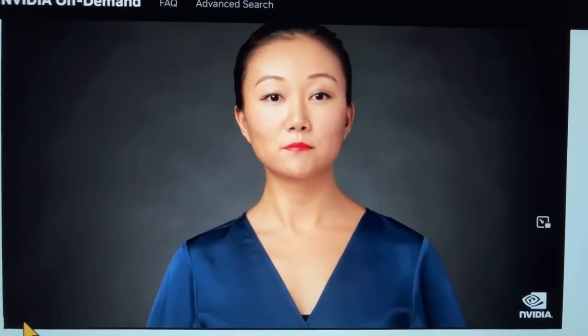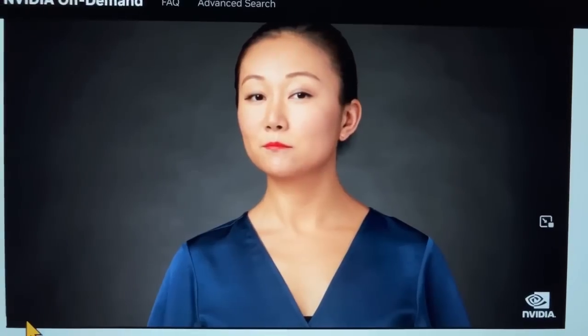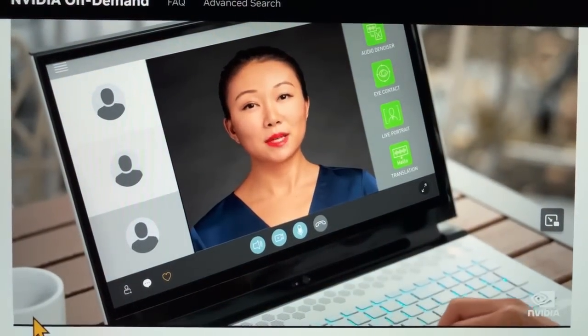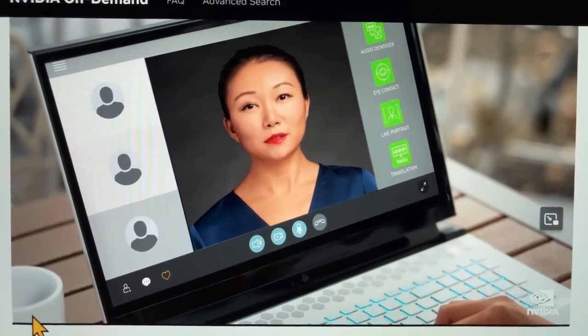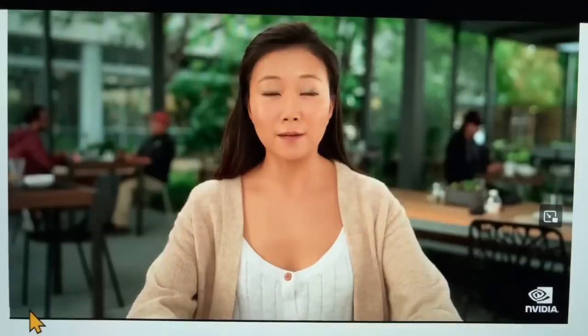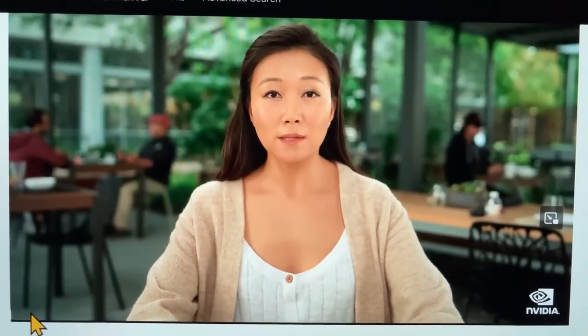Maxine keeps my eyes on you even when they're looking down at the script or when I'm feeling a little nervous. Because you're actually not looking at me, but rather a portrait that Maxine brings to life. From a single photo of me, from a cafe filled with noise that would normally drown me out, like this.